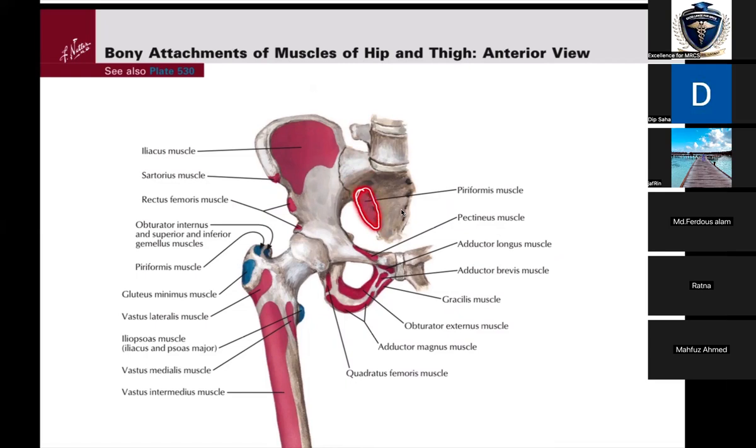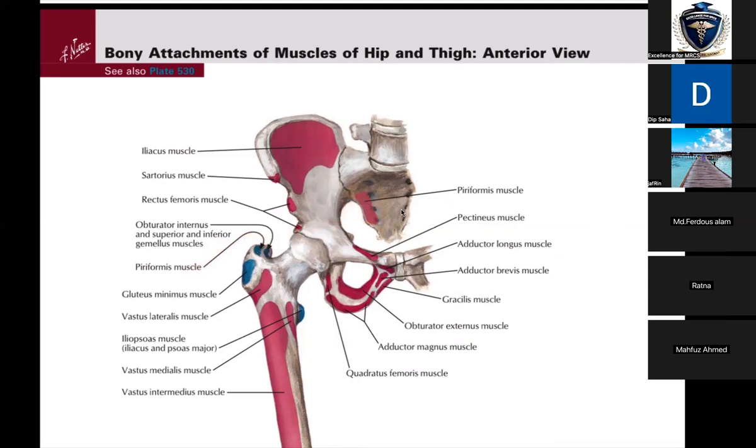This is called the piriformis. And this part of the hip bone is known as the greater sciatic notch. The piriformis muscle originates from the anterolateral portion of the sacrum and also from the posterior inferior iliac spine. It passes through the greater sciatic notch and ultimately inserts here. So have a look, this is the inserting point of the piriformis.